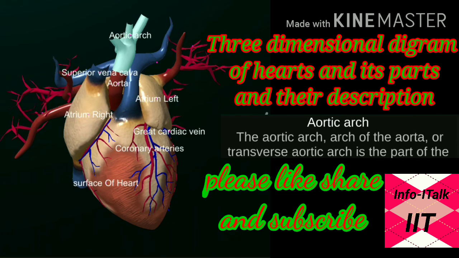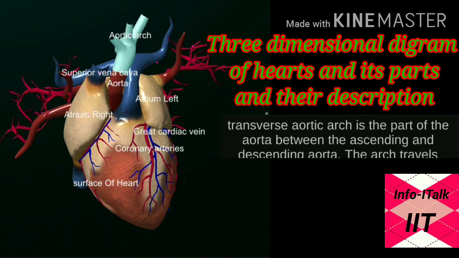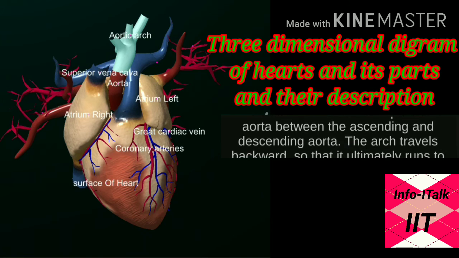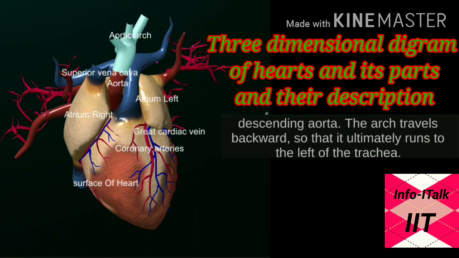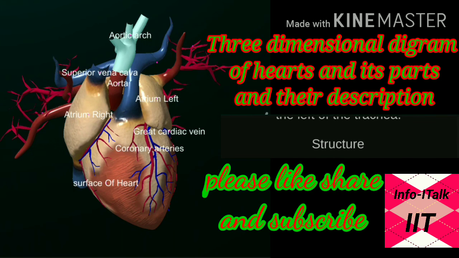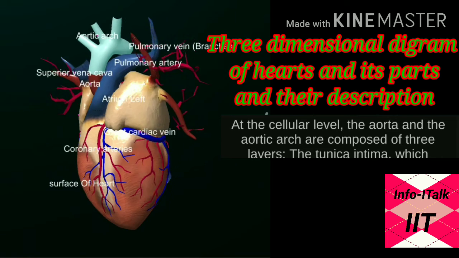Aortic arc. The aortic arc, or transverse aortic arch, is the part of the aorta between the ascending and descending aorta. The aorta travels backwards so that it ultimately runs to the left of the trachea. This shows its structure.